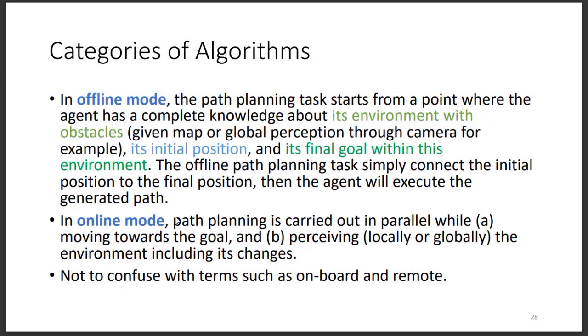Categories are offline and online path planning. In offline, the agent has to clean a large environment from the starting point, so it will be offline. And only pathfinding is carried out in parallel toward the goal, and locally environmental constraints are not different but remote.